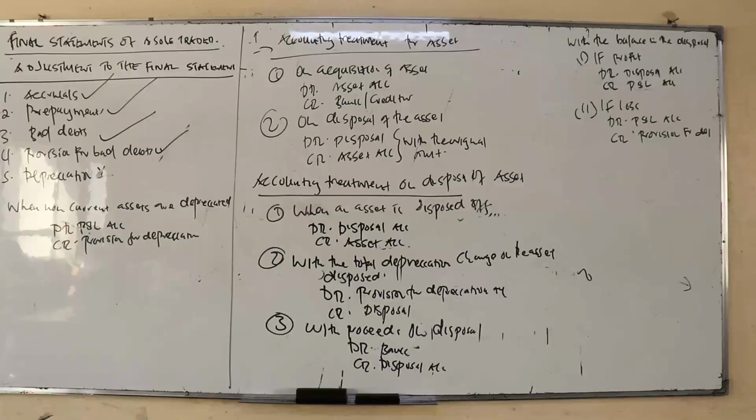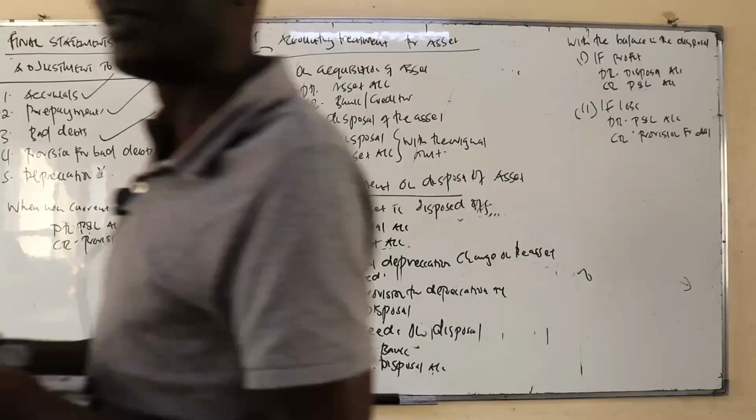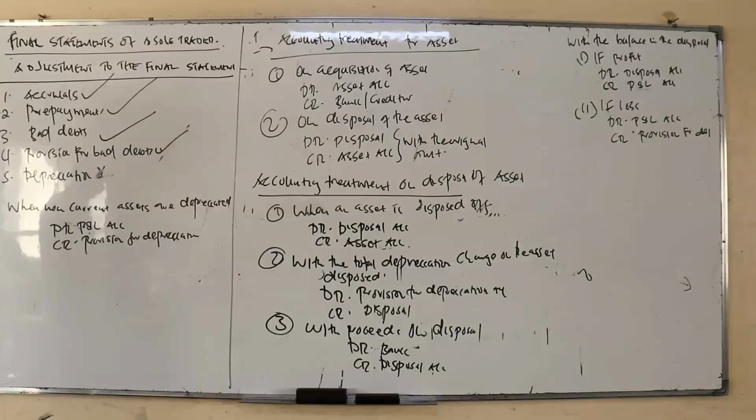So now I've given an example to demonstrate these accounts. Are you ready, or do we stop at that point? We stop. So we proceed on Monday. We do depreciation and then we do a question that combines everything.